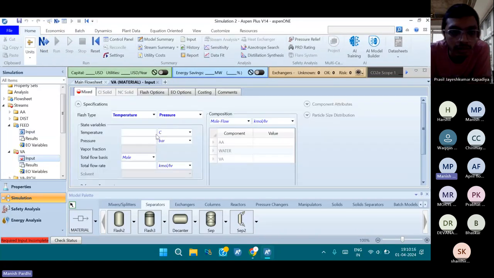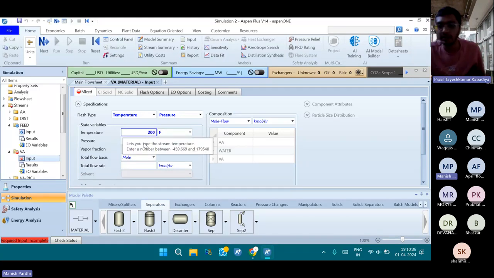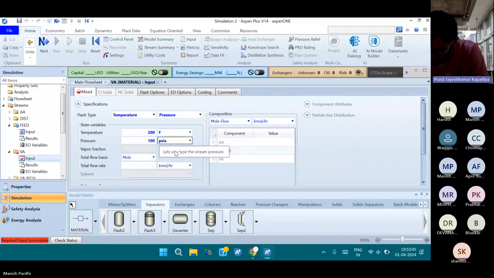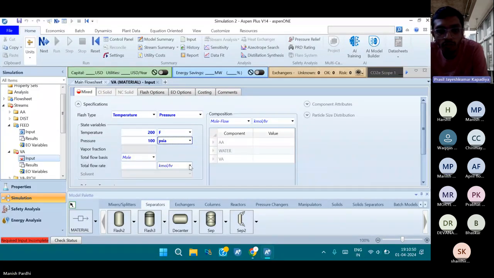VA input. Okay, so vinyl acetate is 200 Fahrenheit. Where is it given? Okay, on the last sheet it is given. 200 Fahrenheit, yes, got it. And 100 PSI. And flow rate is 455 pound moles per hour.